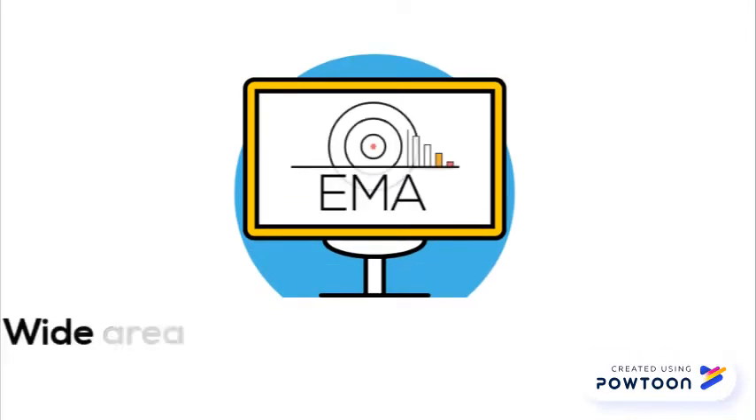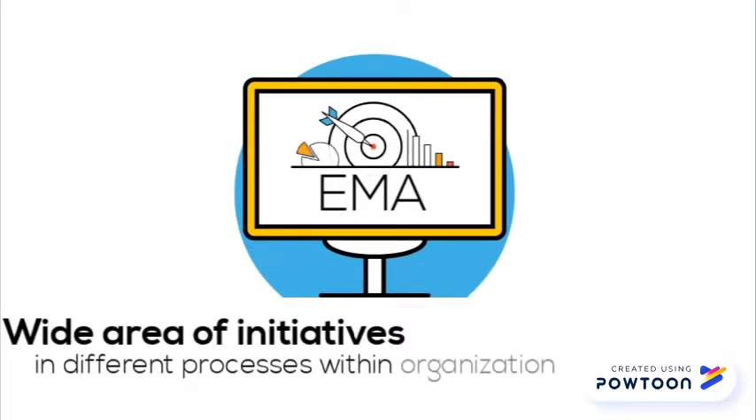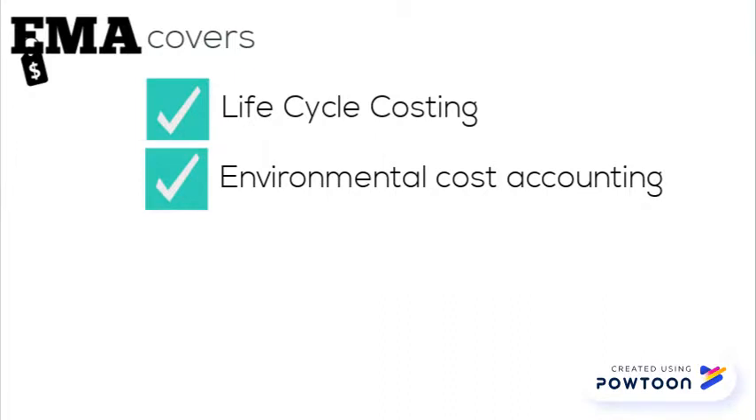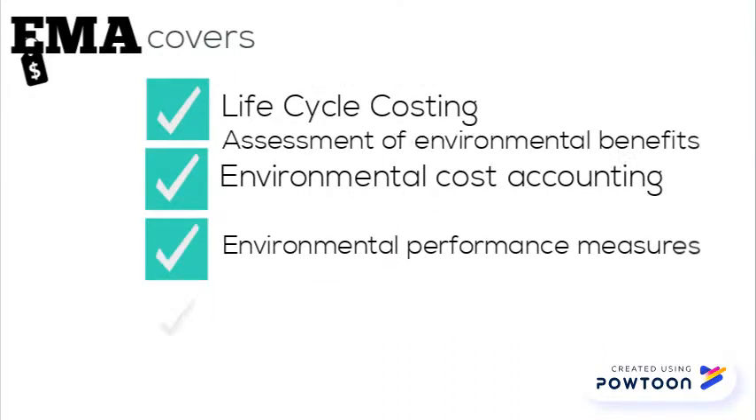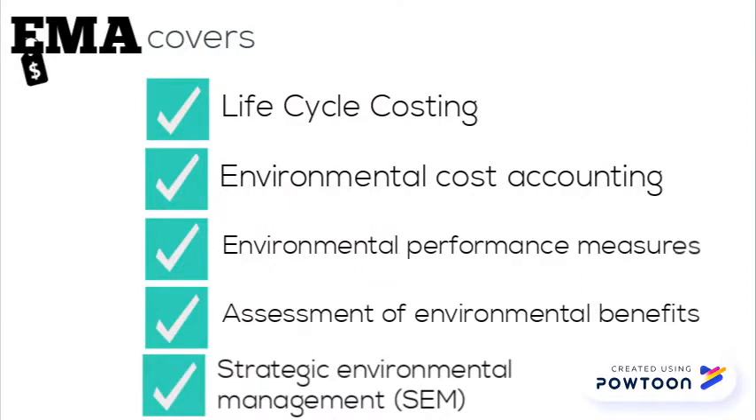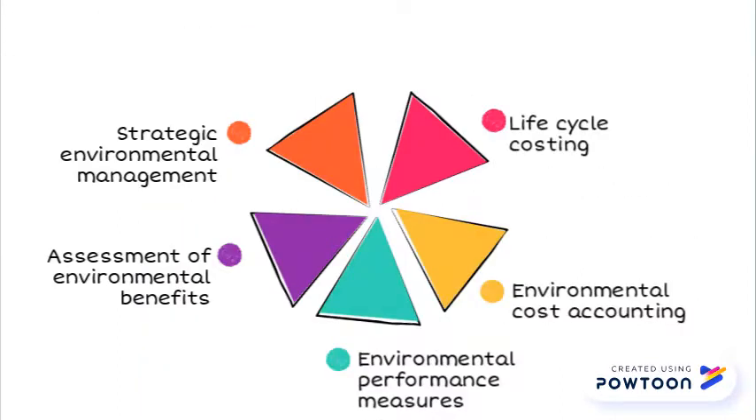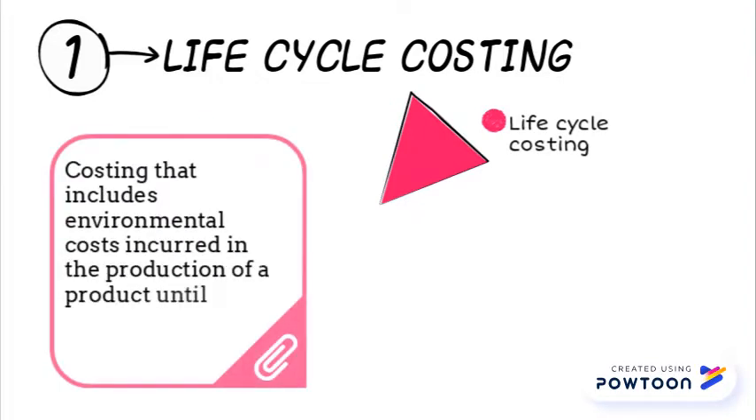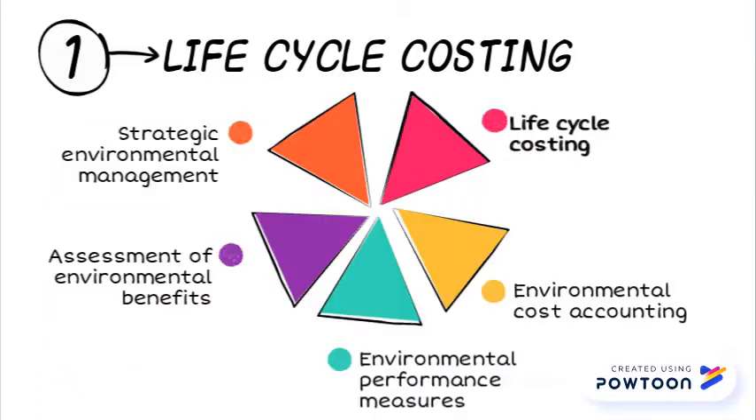EMA includes a wide area of initiatives in different processes within organizations. EMA covers life cycle costing, environmental cost accounting, environmental performance measures, assessment of environmental benefits, and strategic environmental management (SEM). When we zoom into life cycle costing, it is about costing that includes environmental costs incurred in the production of a product until the end of its life cycle.